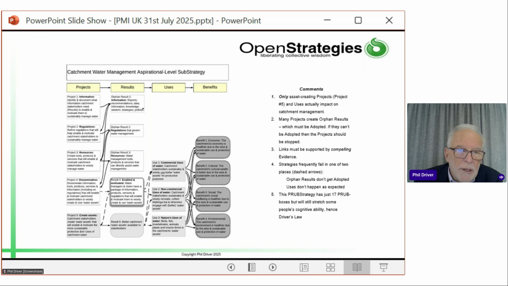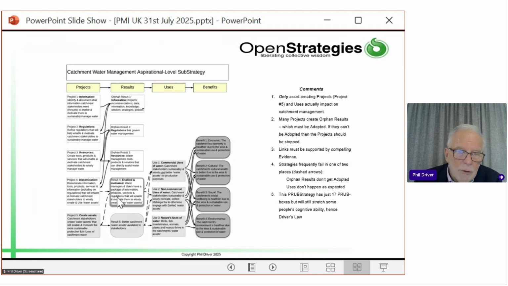The first project is about collecting information, and that produces an orphan result of a whole lot of information. That feeds into projects about regulation, that produce a whole lot of information about regulation, that gets adopted into other projects, that produce results that get used to create benefits. So you'll see that orphan results are absolutely fine. There's nothing wrong with them as long as they get adopted. And PRUB-Logic gives you a really nice, tidy format for presenting that information.